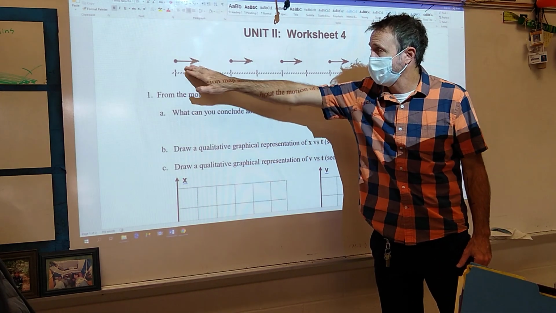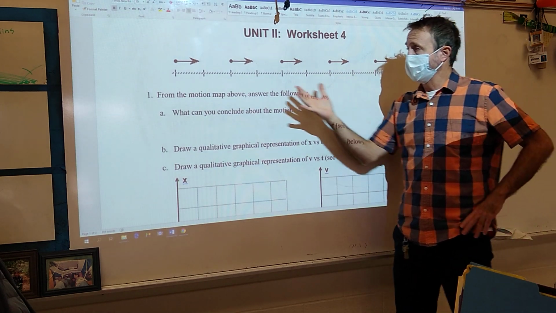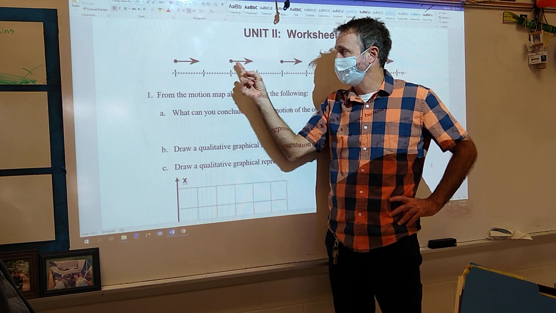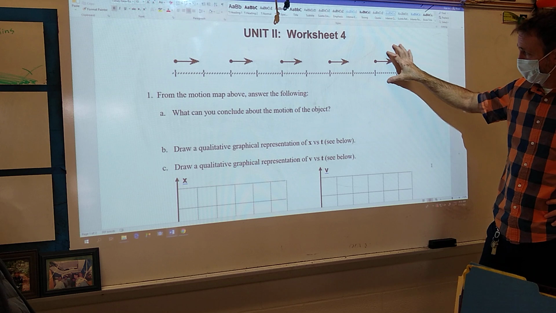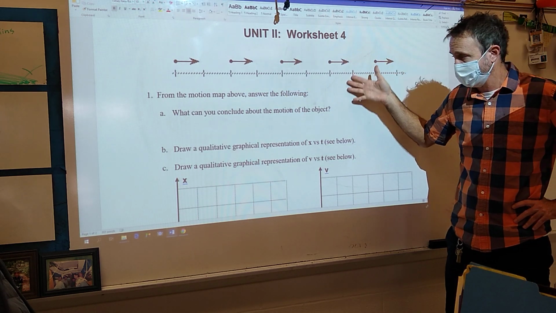One, its velocity is constant. Not only are these arrows the same length, but you can also see that the dots are equidistant, right? So this motion map, whatever it is, it's going to constant velocity.